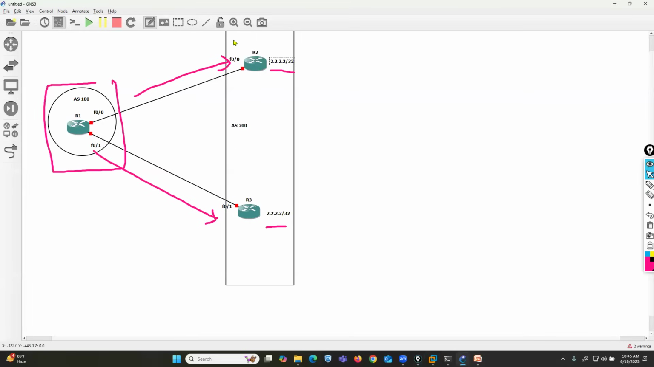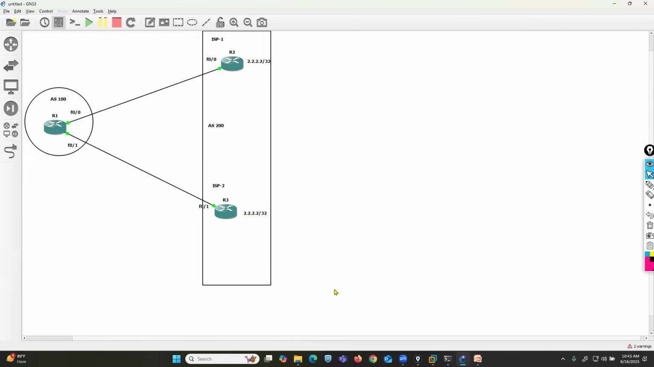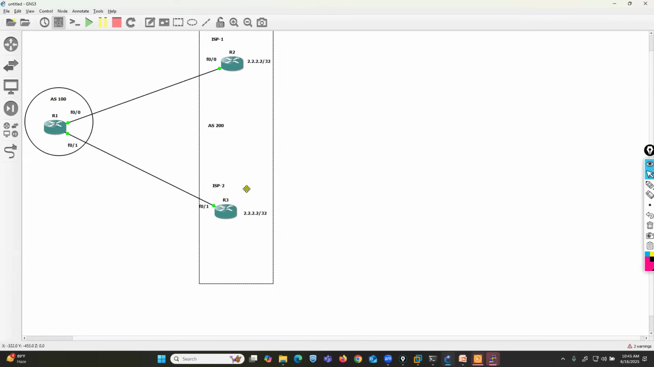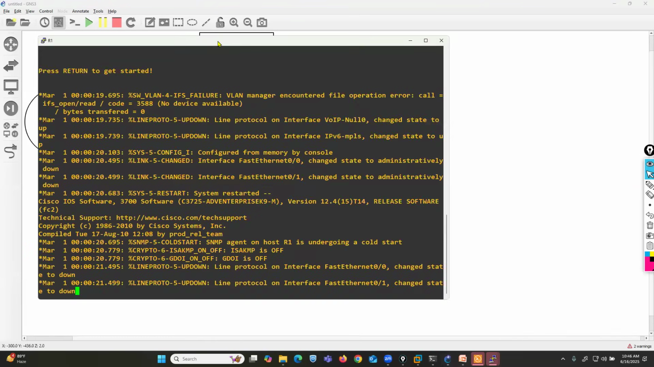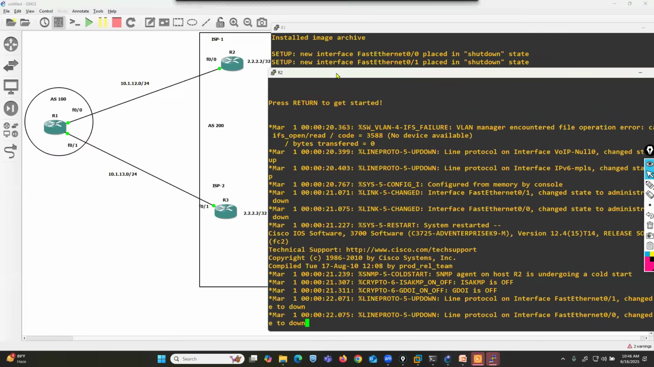This one is ISP1 and this one I'm using as ISP2. Let's try to prepare this design first. What about interfaces and IPs? I'm using 10.1.12.0/24 and 10.1.13.0/24. Let's try to configure the IP addresses on R1 and R2.